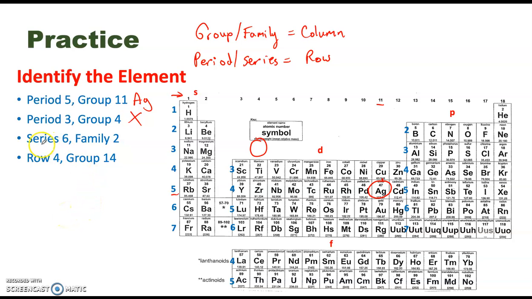Okay, so hopefully you did them. Series 6, family 2. So series would be the row. Family 2 would be the column, second column, group 2. So that would be barium for this one. And the last one, row 4, group 14. I'd go across till I got to group 14. That would be germanium.